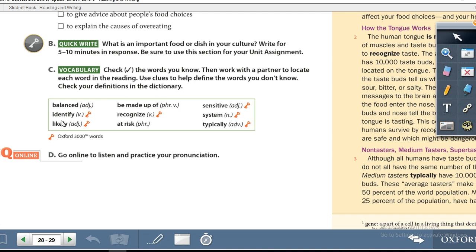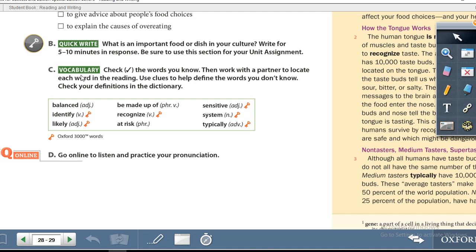So for example, if I had taken the word identify or recognize or system, and I made a sentence with that word, and I wanted to now see whether the word makes sense in the sentence, I will now take the word that I have chosen and I will check the definition in the dictionary. This helps you with usage of the word as well.